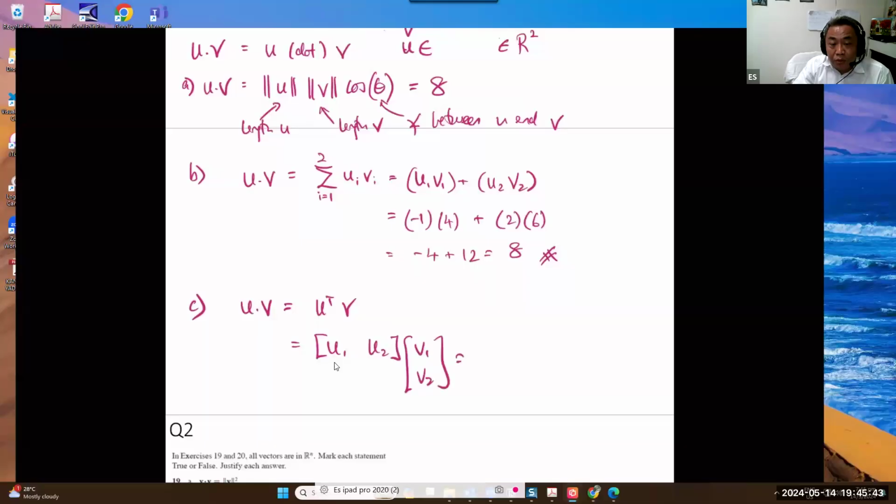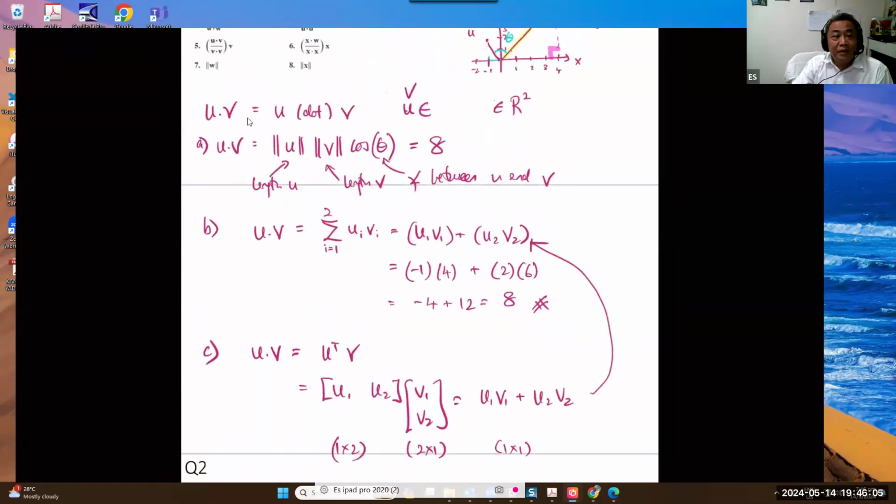Now, this row is 1 by 2, multiplied by a 2 by 1, becomes a 1 by 1, which is a scalar. So how does it look? It becomes u1 v1 plus u2 v2. Exactly the same equation as here. So now you see there are 3 ways to write u dot v. The first way is norm of u, norm of v cosine theta. The second way is a summation of all the elements' product. The third way is u transpose v. And the answer is the same, whichever way you find it.